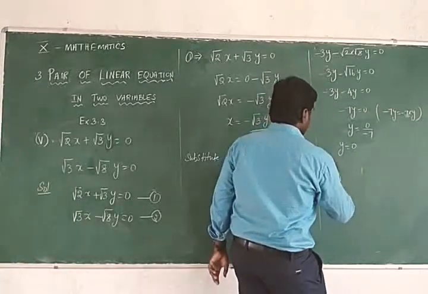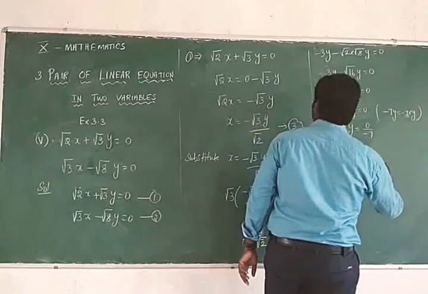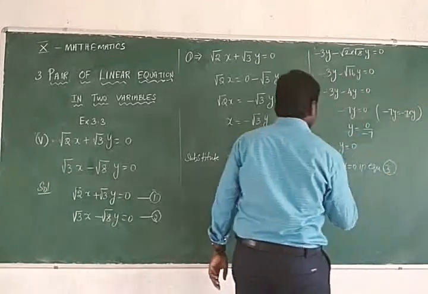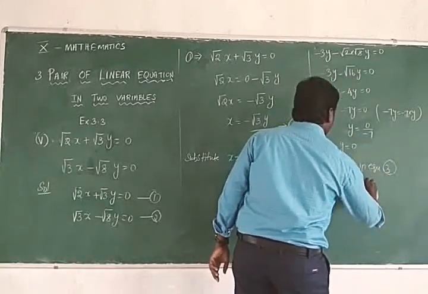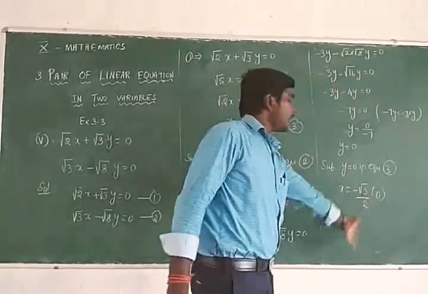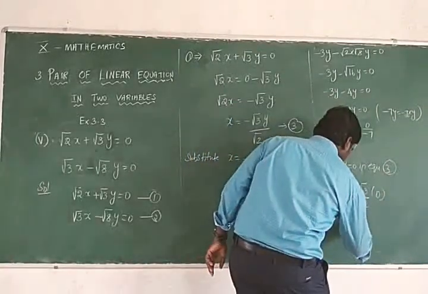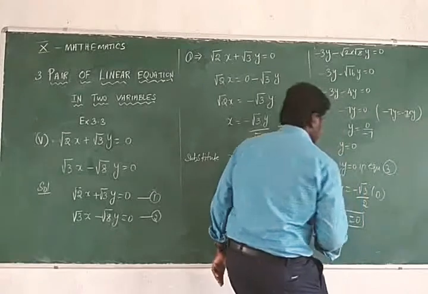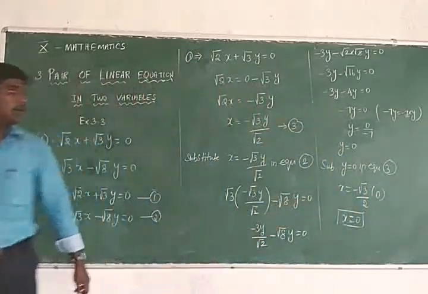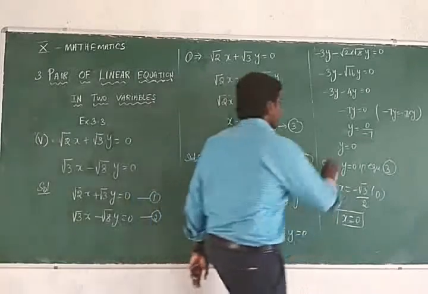Now substitute y is equal to 0 in equation 3. So x is equal to minus square root of 3 divided by square root of 2, into 0. So x is equal to 0. That's all. Now the x value is 0 and the y value is 0. Both are 0. So keep it in mind.